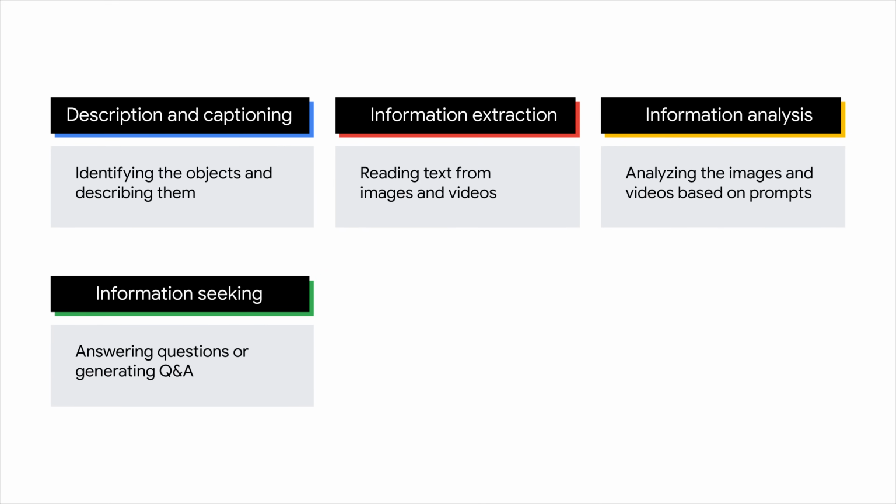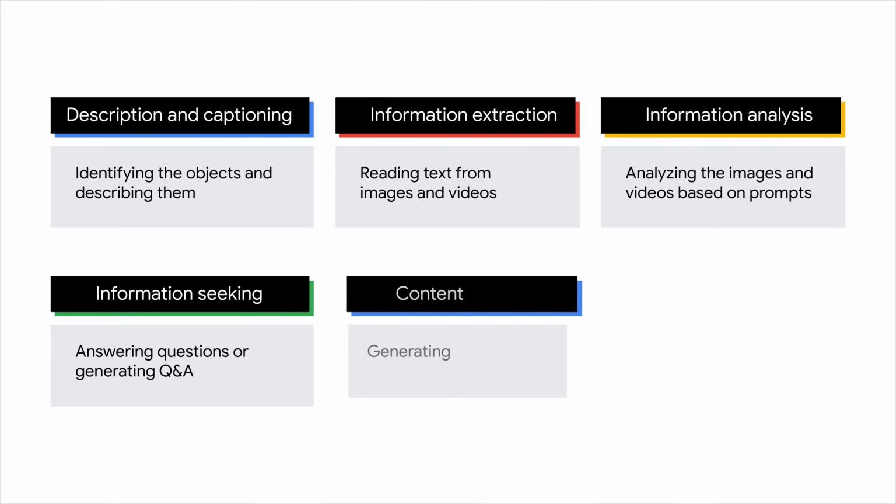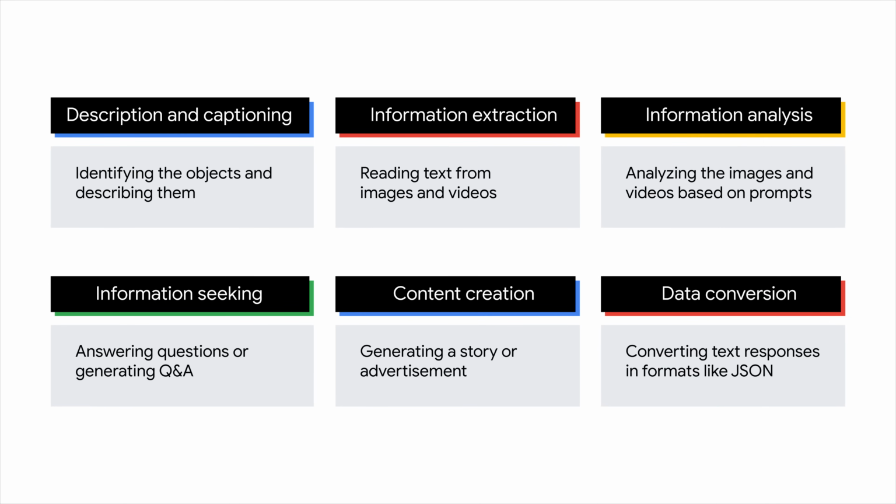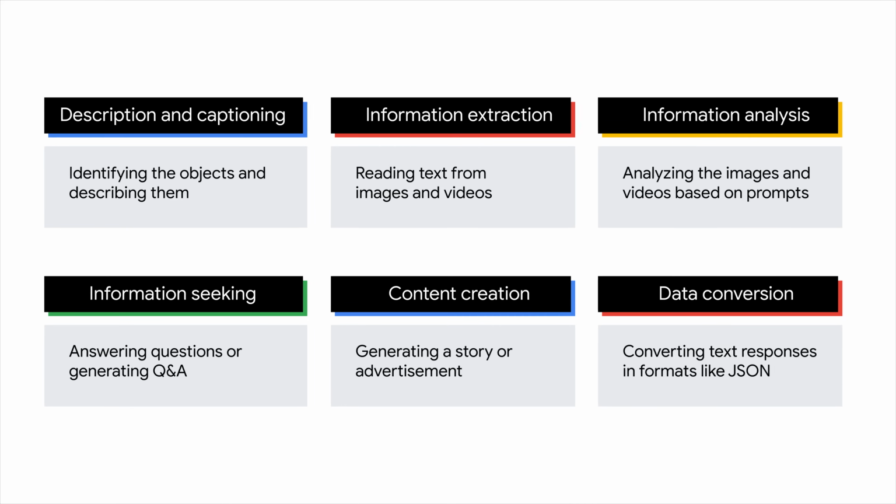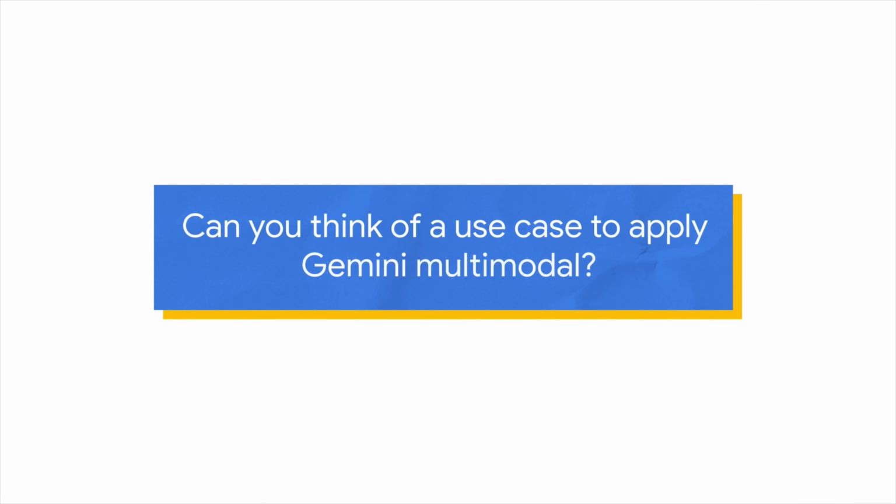Information seeking. Gemini can answer questions or generate Q&A based on the information it extracts from images and videos. Content creation. It can create stories or advertisements using images and videos as inspiration. Data conversion. It can convert text responses into various formats such as HTML and JSON. Can you think of a real-world use case to apply Gemini Multimodal?